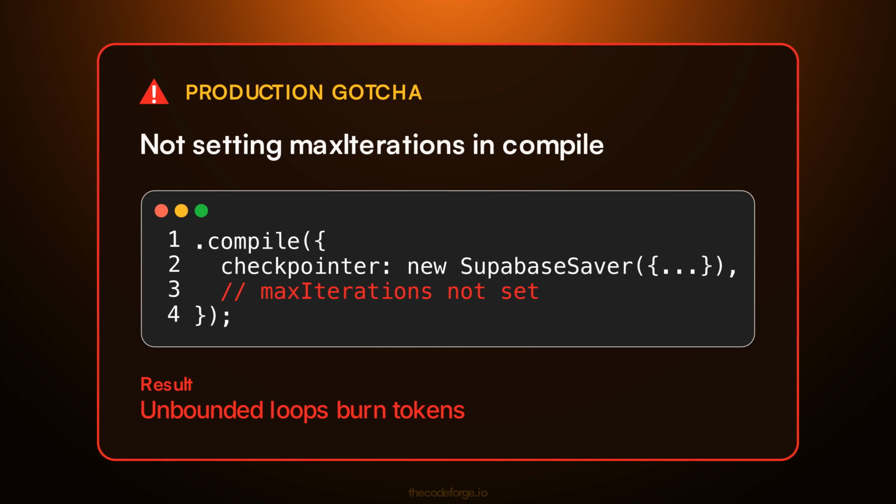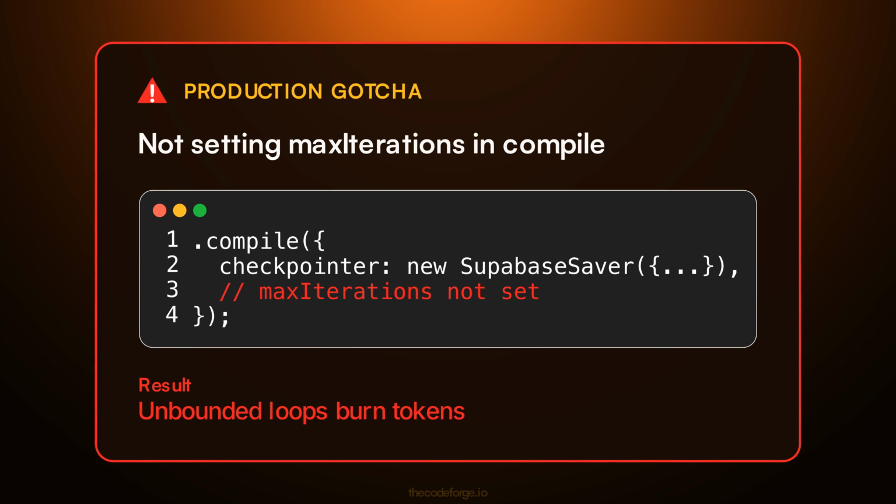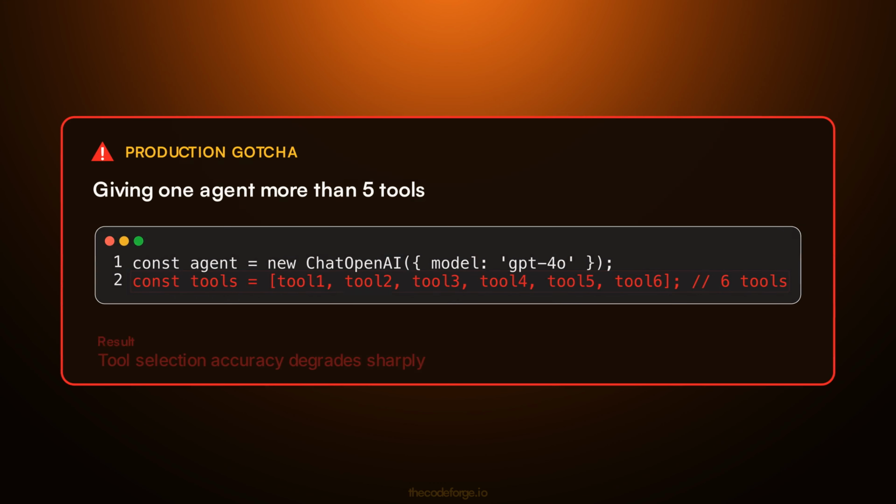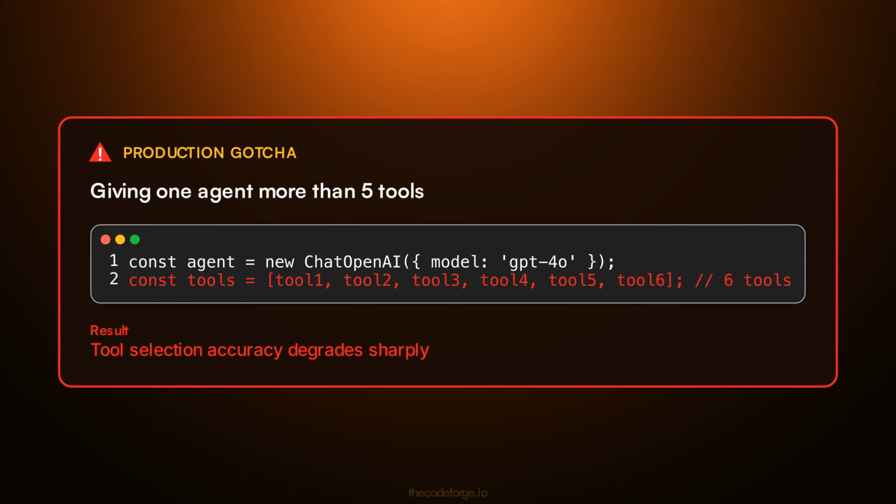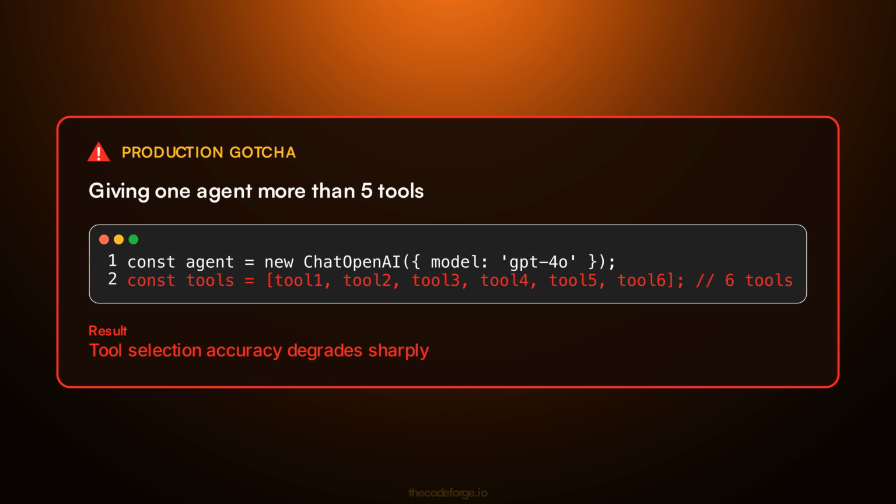This is the exact mistake that caused the 47K token burn. Without max iterations, the graph can loop indefinitely. Always set a hard cap on total node executions. Tool selection accuracy degrades above 5 tools. The agent confuses similar tools and selects the wrong one. If you need more tools, split the agent into 2.